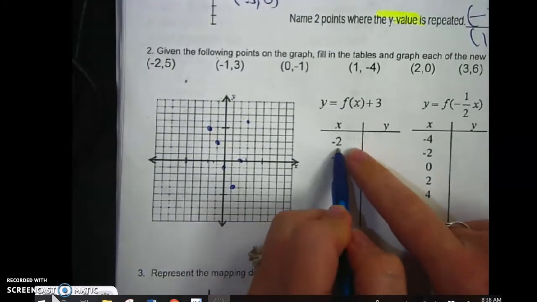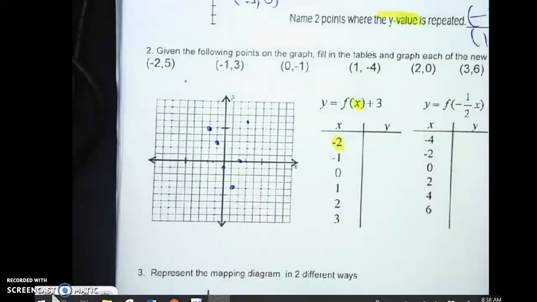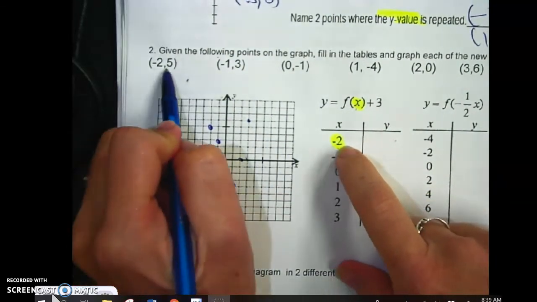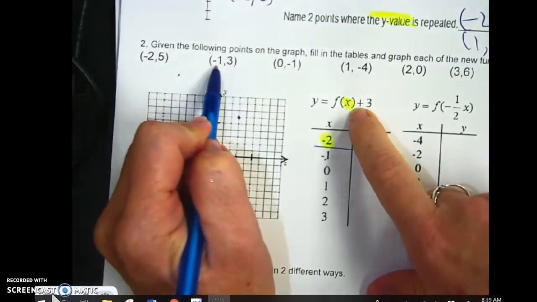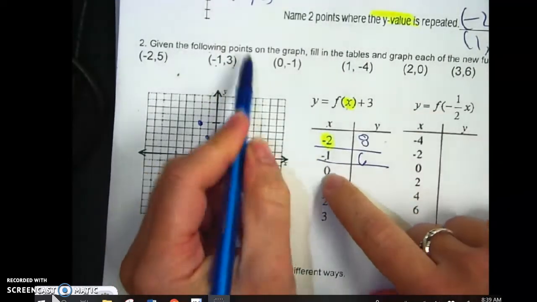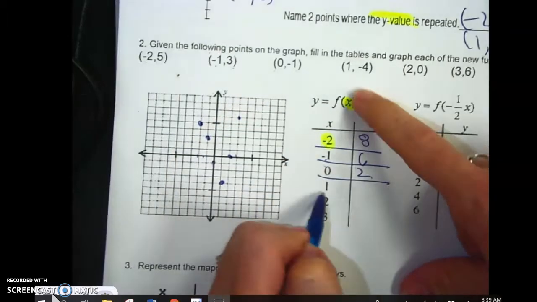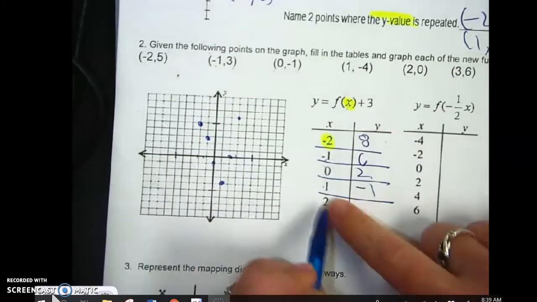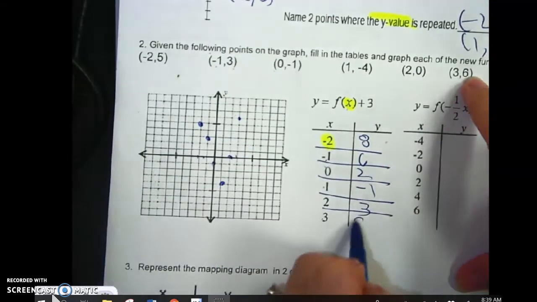So let's see. What they're asking me to do here is take the -2 and plug it in. So if I look over here, f of -2 is 5 plus 3, 8. F of -1 is 3 plus 3 is 6. F of 0 is -1 plus 3 is 2. F of 1 is -4 plus 3 is -1. F of 2 is 0 plus 3 is 3. F of 3 is 6 plus 3 is 9.